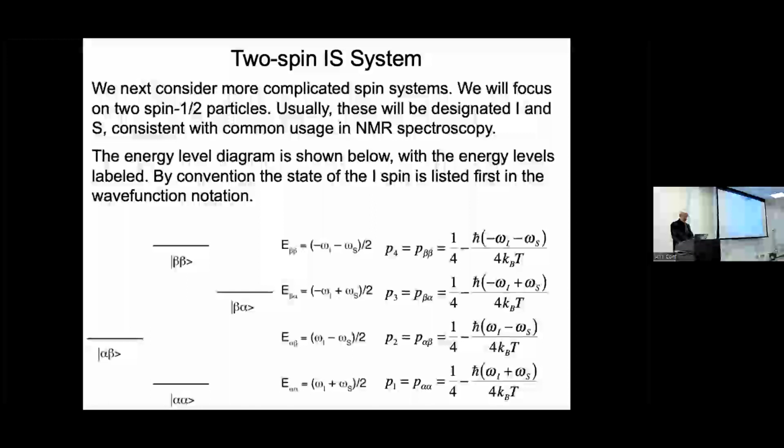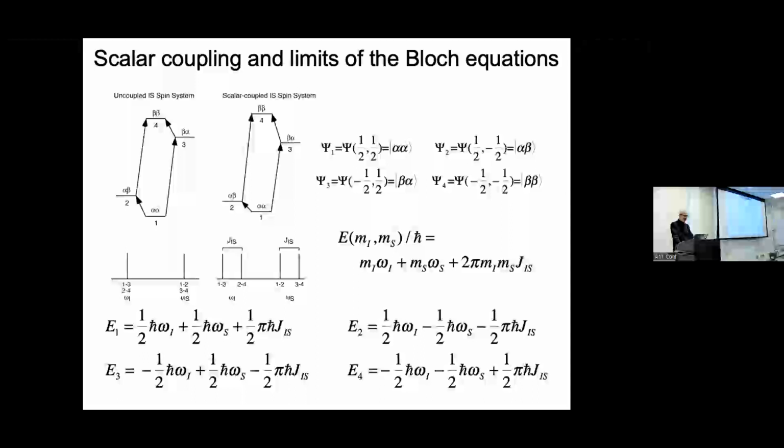But that's boring. More interesting is when we have a scalar coupling between them in solution. In solids, we'd be talking about the dipole coupling. When we get to relaxation, you'll see that the fast tumbling of molecules in solution averages the dipole coupling to 0 in an isotropic phase. So the main other interaction that's evident is the J coupling. So now the energies change. Over here is now the expression for the energies.